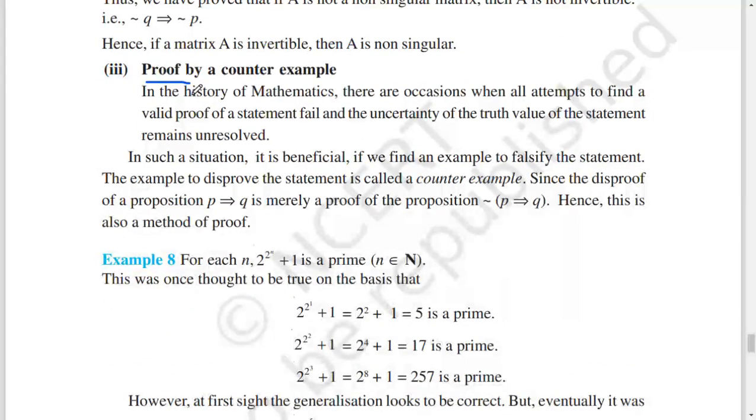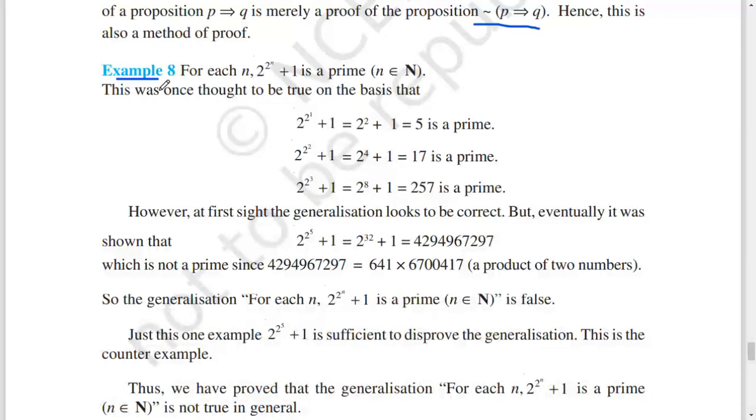3. Prove by a counterexample. In the history of mathematics, there are occasions when all attempts to find a valid proof of a statement fail and the uncertainty of the truth value of the statement remains unresolved. In such a situation, it is beneficial if we find an example to falsify the statement. The example to disprove the statement is called a counterexample. Since the disproof of a proposition P implies Q is merely a proof of the negation of P implies Q, this is also a method of proof.